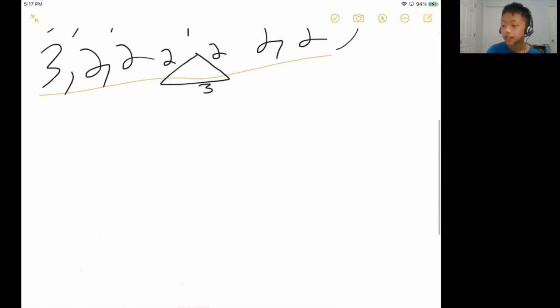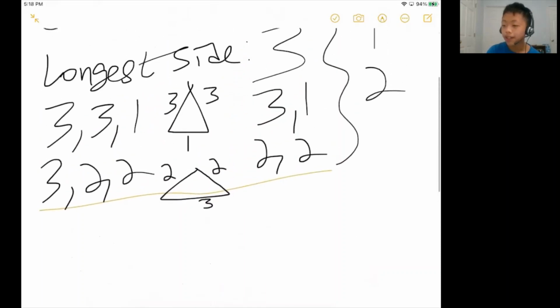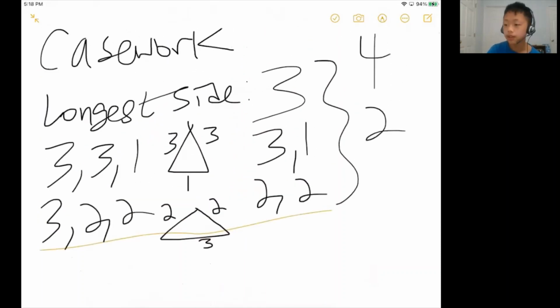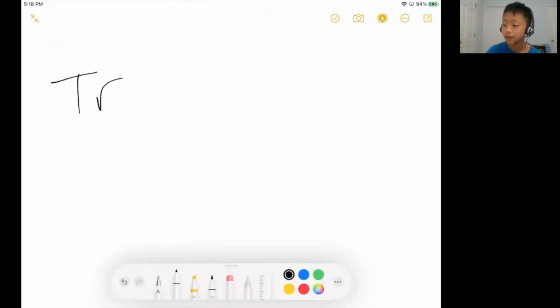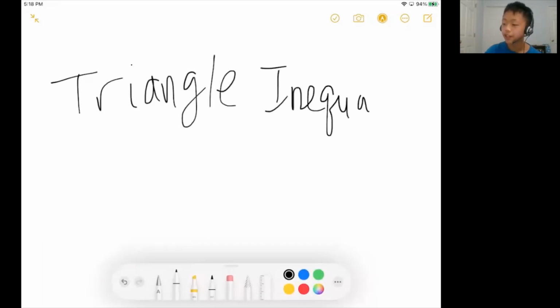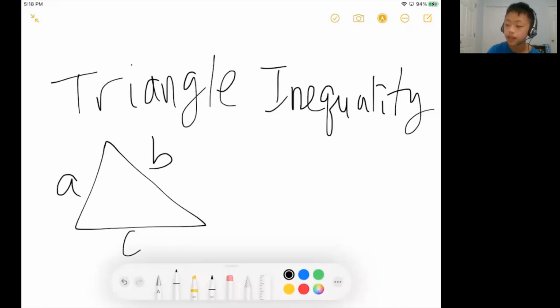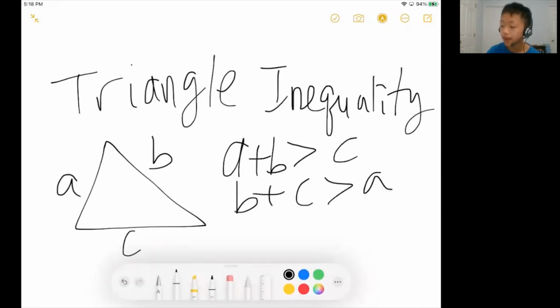Just to briefly say again, the idea was casework, and within each case we listed out the possibilities, and we also looked at the triangle inequality. For those who haven't heard of it before, it's a fancy way of saying that if you have a triangle of side lengths A, B, and C, then in order to form a triangle, we need A plus B to be greater than C, B plus C to be greater than A, and A plus C to be greater than B. Essentially, the sum of any 2 side lengths in the triangle has to be greater than the third side. That's what the triangle inequality says.